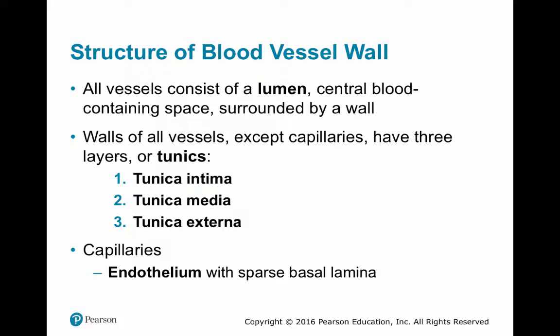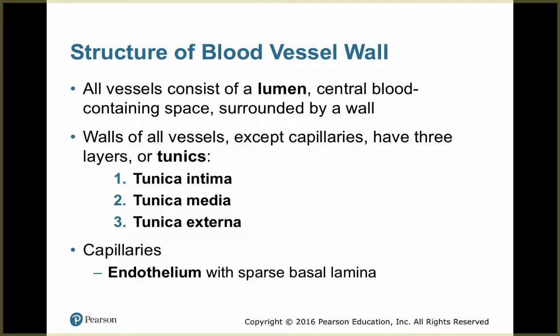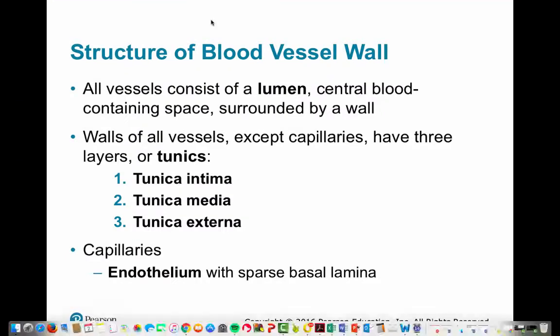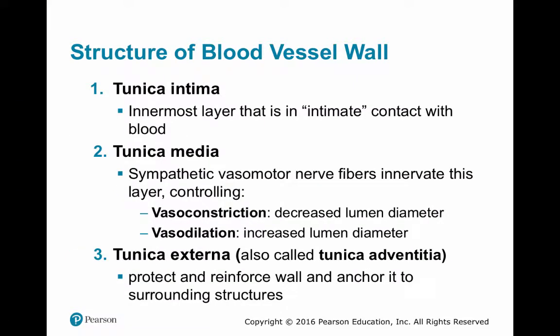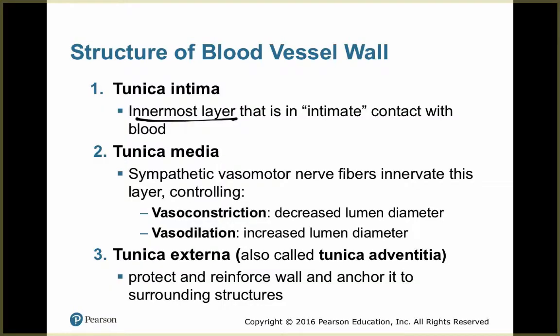So all vessels consist of a lumen. And this is that area that's actually holding blood, and it's surrounded by walls. And the walls can be divided into three parts. So you have the innermost part here, right? And so this actually comes in intimate contact with the blood, and this is the tunica intima. So if you're looking at a blood vessel, the lumen is this major area there, and then the one that actually can come in contact with that is this first layer.